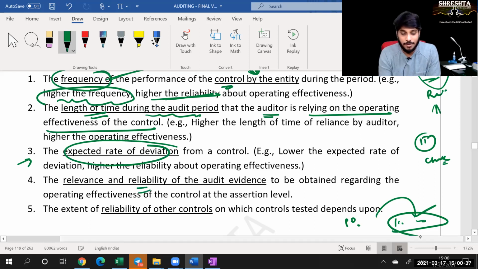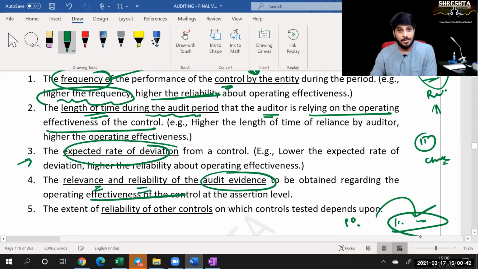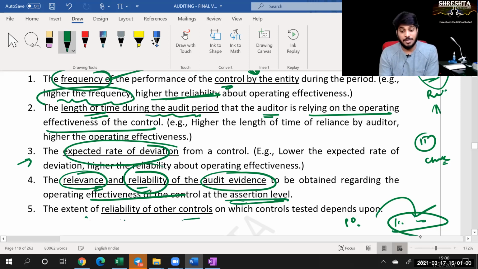What about the reliability of the evidence or information I got regarding the control? When I'm working on the control, I looked at the logbook, I reperformed the control, I spoke to people, I observed the process, I saw transactions, and I feel the evidence which I got is most relevant and reliable at each and every assertion. And what is the extent of reliability of other controls?